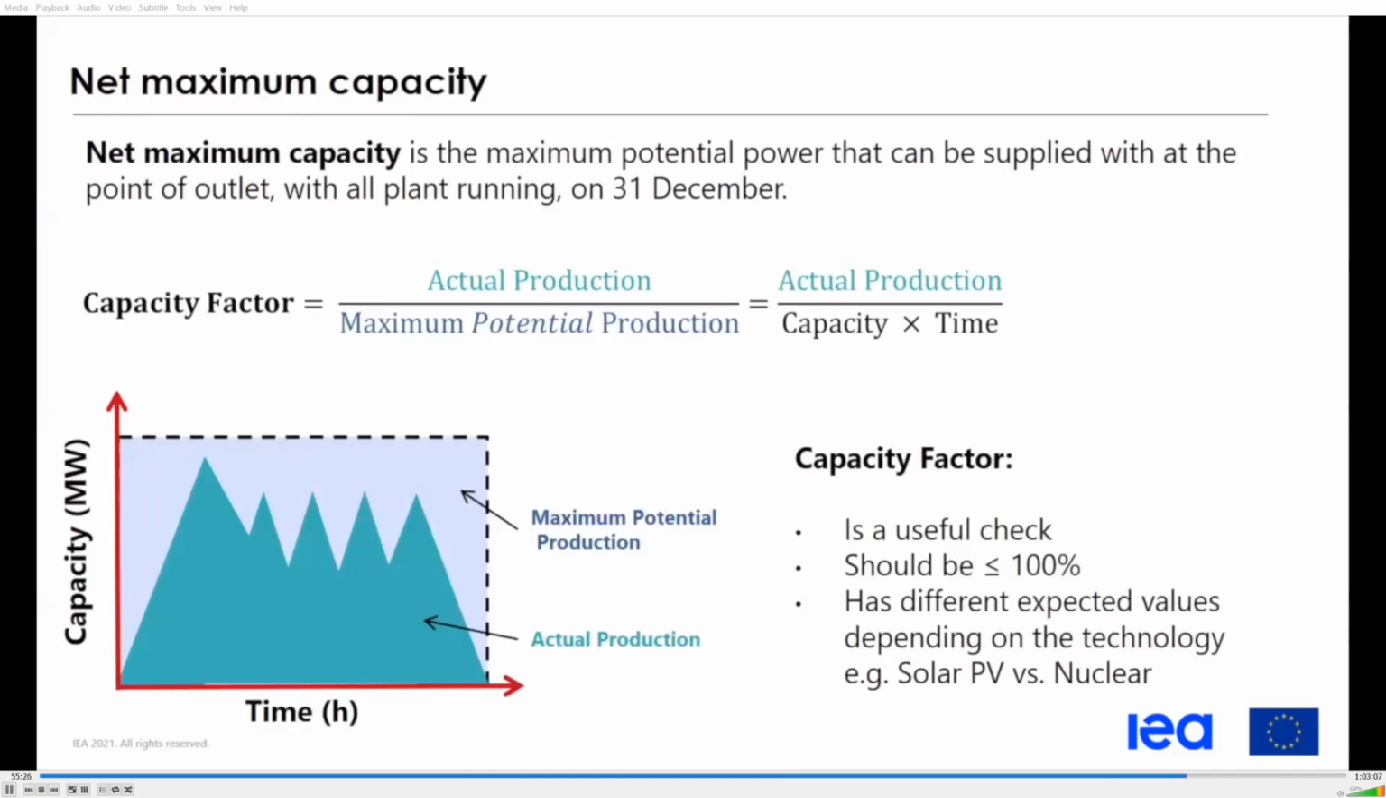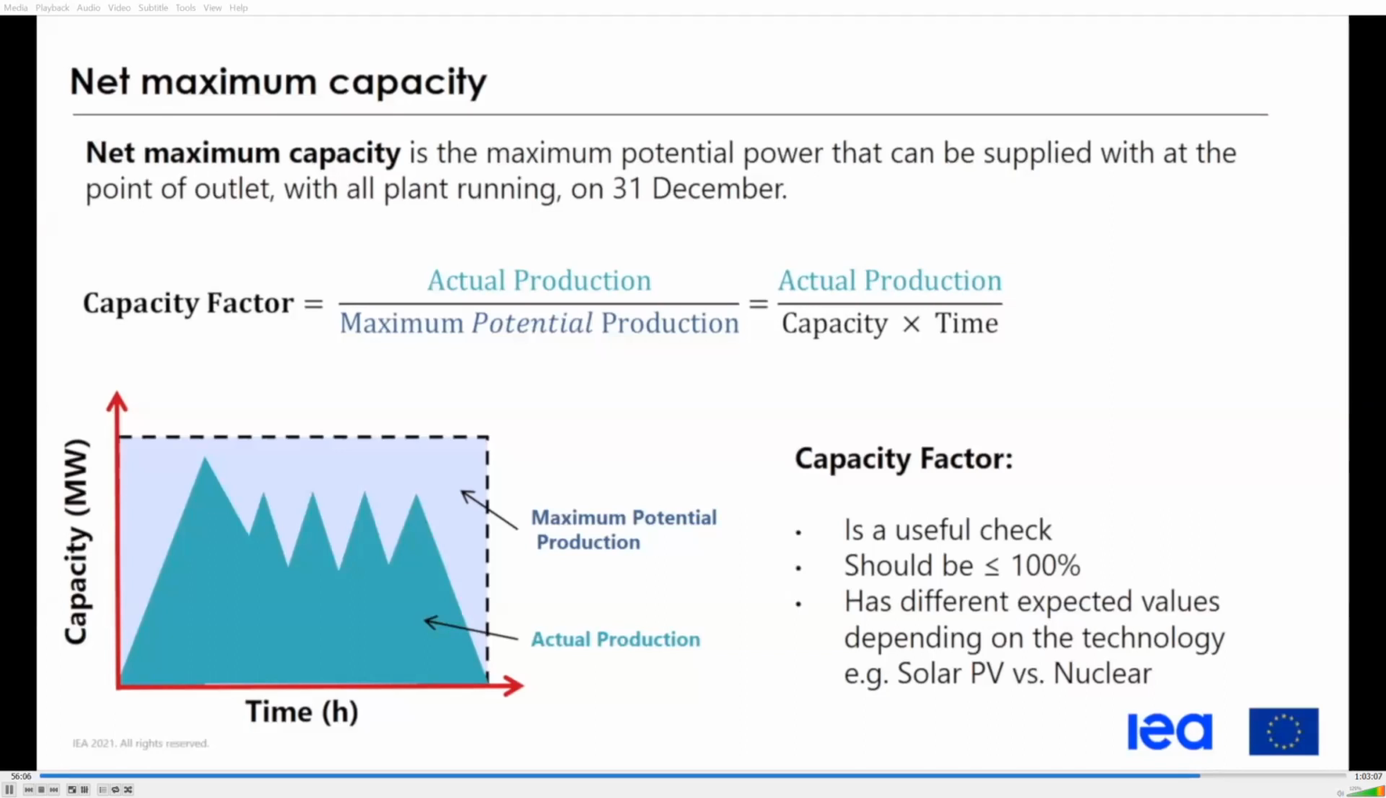These are useful data for analysts to have. However, they can also be useful for statisticians when checking the data, as we can compare actual reported production value with the maximum potential production values to check if the data made sense. This value, actual production divided by potential production, is called the capacity factor. So, as you can see, capacity factor is actual production divided by capacity times the time of a year, in that case, or in any other time frame you are working with.